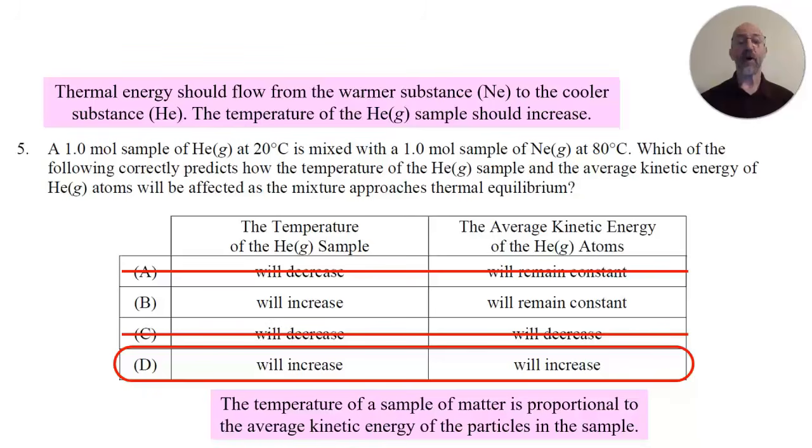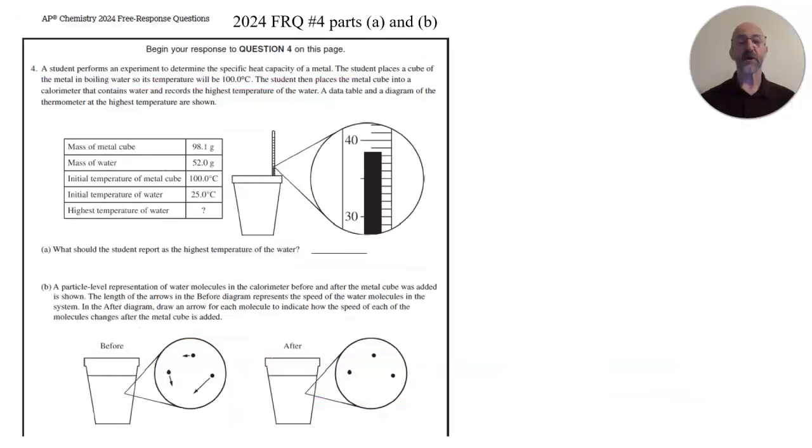Now, before we move on to the review for topic 6.4, I'd like to show you another example of an AP Chemistry free response question that's relevant to this topic. You can see this is from the 2024 AP Chemistry free response questions. This is question 4, and I'm going to show you parts A and B for now, and then I will show you parts C and D later in this lesson.